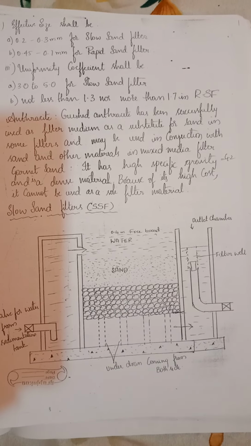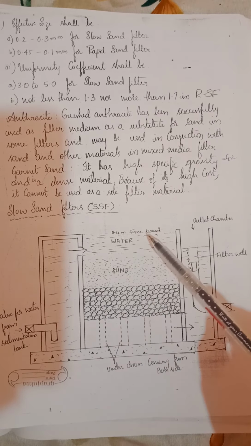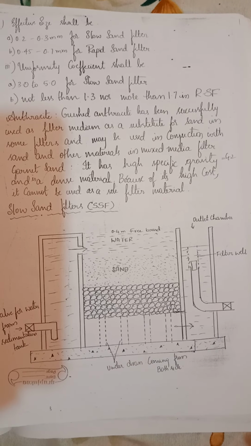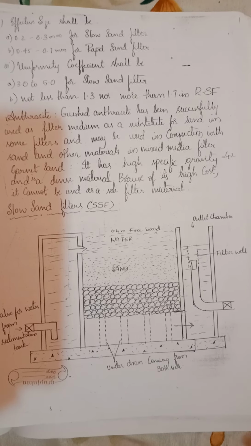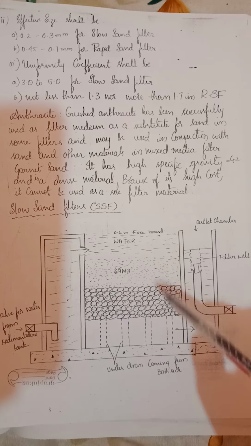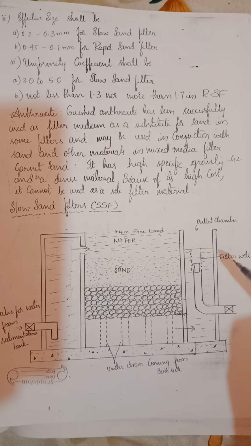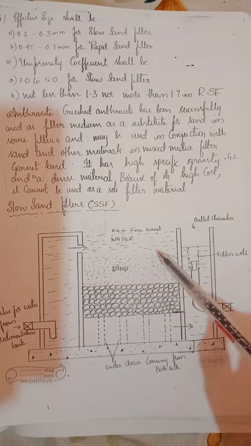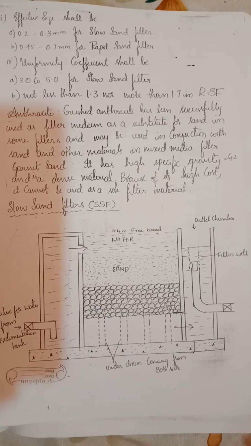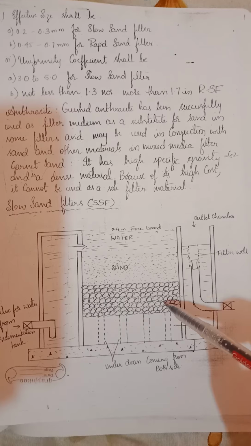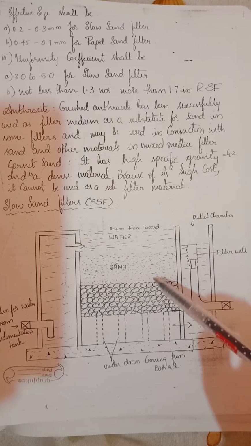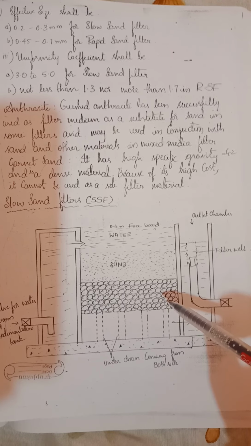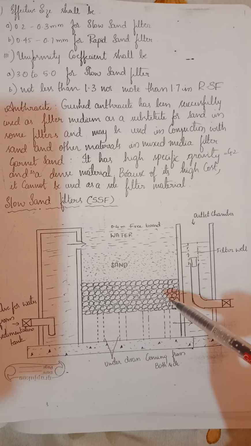And next, the filter media. The filter media consists of sand and gravel. The depth of the sand varies from 90 to 110 centimeter, placed over a gravel of the effective size D10, and the sand varies from 0.2 to 0.4 mm.